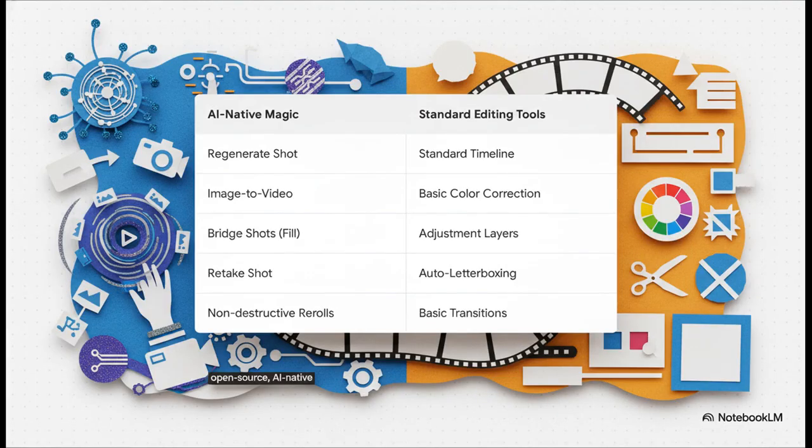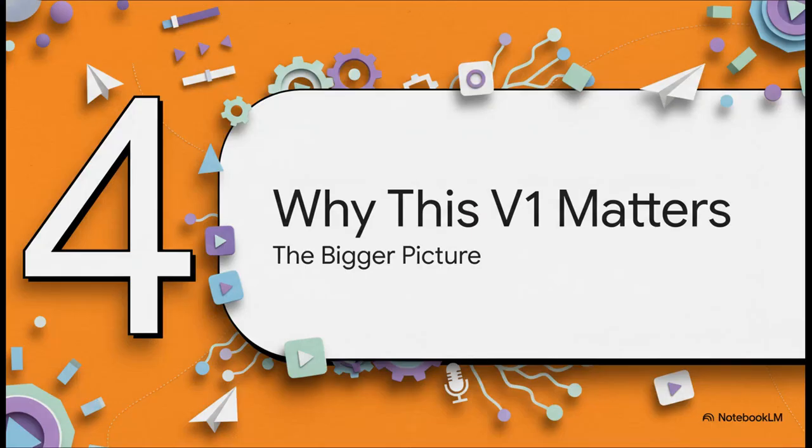So this chart kind of sums it all up perfectly, right? On one side, you've got these insane, mind-blowing AI native features that you just can't find anywhere else. And on the other side, you've got a perfectly functional, if pretty basic, set of standard editing tools. It's not going to replace DaVinci for your feature film's color grade, but it has everything you need to put a story together.